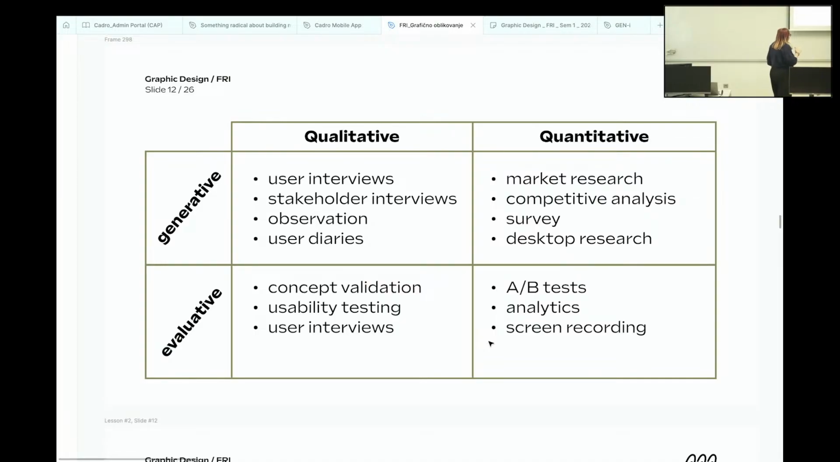And then evaluative, so A/B tests, things that we do already in production usually, analytics, screen recordings, things like that, which are super helpful, but many times we get stuck, or companies get stuck in, we're going to build this and then we're just going to plug in analytics and everything will be well because numbers are exact. It's really problematic if you don't know how the analytics were built into the app.